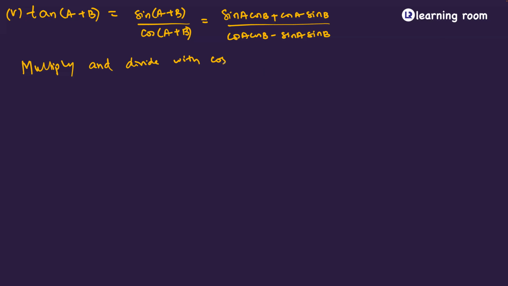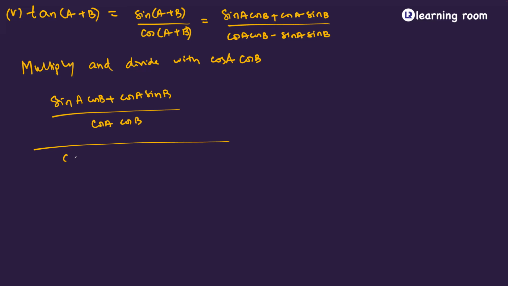Okay, so I will multiply and divide it with cos a cos b. So when I do this, I'll have sin a cos b plus cos a sin b, the whole divided by cos a cos b, the whole divided by cos a cos b minus sin a sin b divided by cos a cos b. See, this is what is multiplying and dividing. This will actually be in the numerator, that I brought it to the denominator just to save one step.